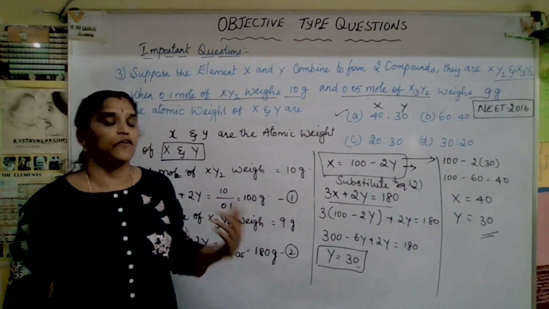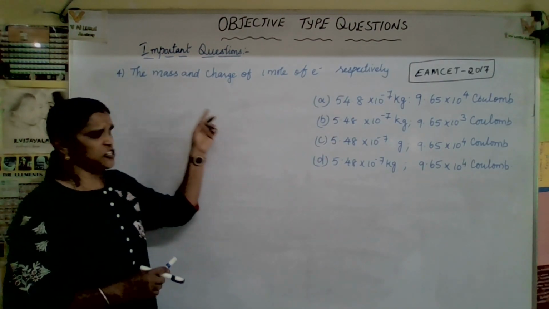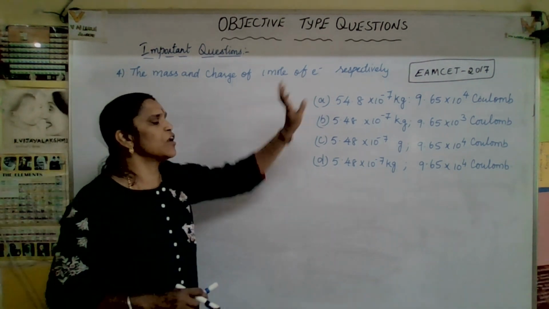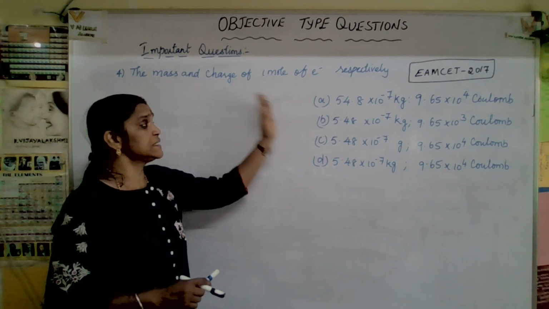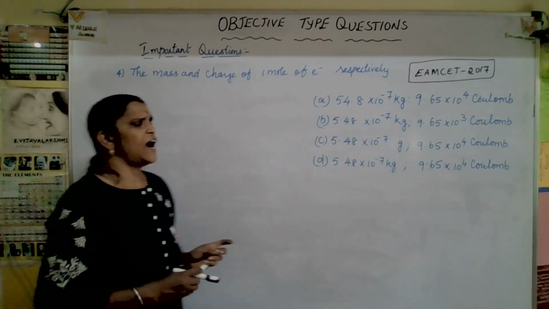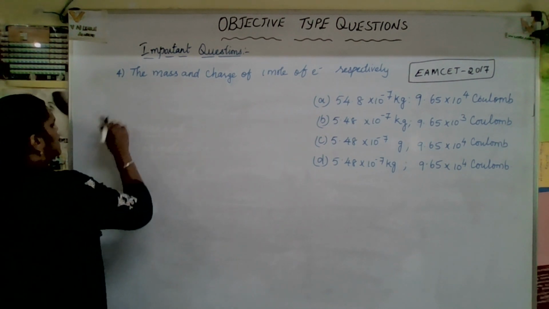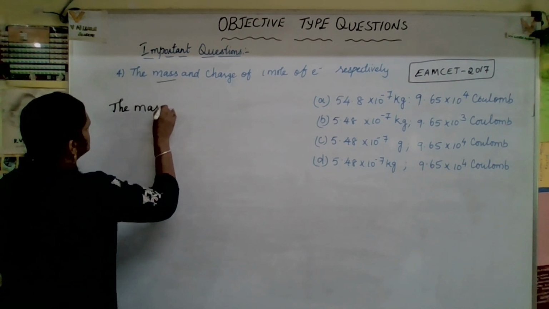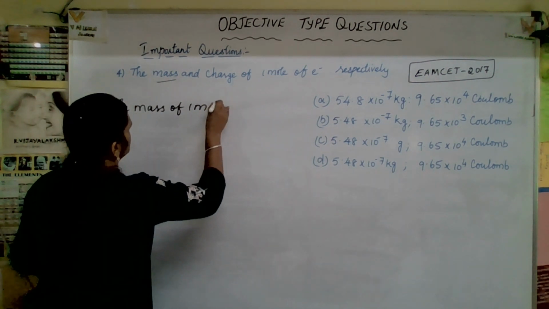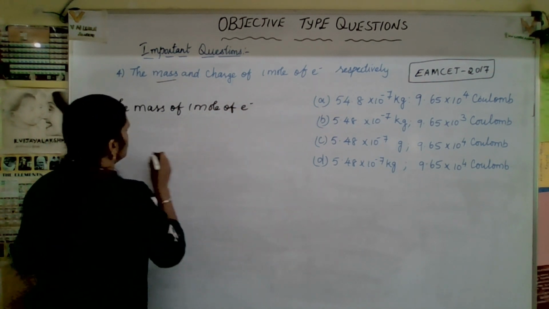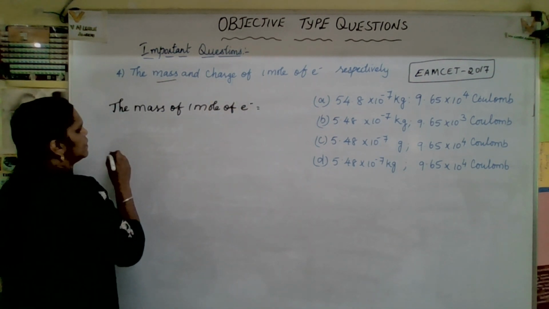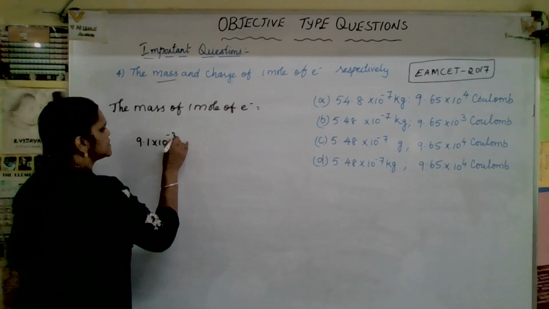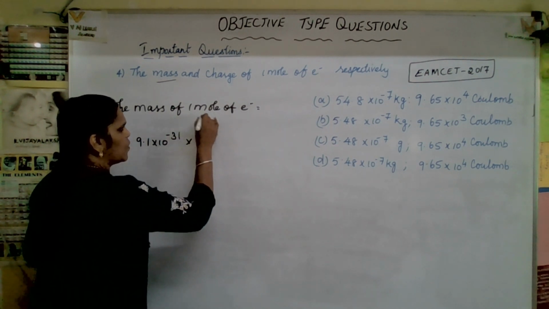Okay, come on, let us go for the next question. The next question is very simple and interesting also. The mass and charge of 1 mole of electron respectively. They have given the options, and it is very easy also. See here, first let us identify the mass. Mass of 1 mole of electron. How much is the mass of 1 mole of electron? Here actually 9.1 into 10 to the power of minus 31 into Avogadro number. 1 mole of electron, right?